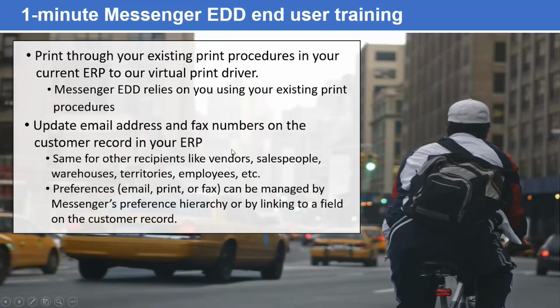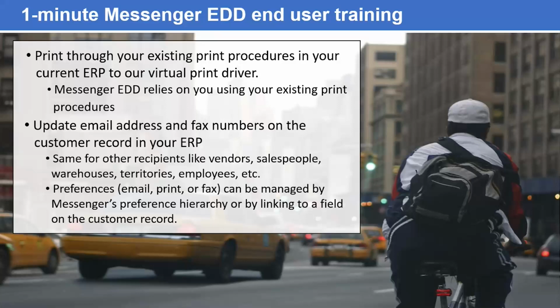The last bullet here is related to the preference or the method of distribution. And these days, that's typically either email or print. So instead of managing the preference, we have a hierarchy that you could set up in Messenger. So let's say you set the hierarchy to email, print. That means it looks for an email address first. If it finds it, it emails out the document. If it does not find an email address, then it prints it to an assigned printer.